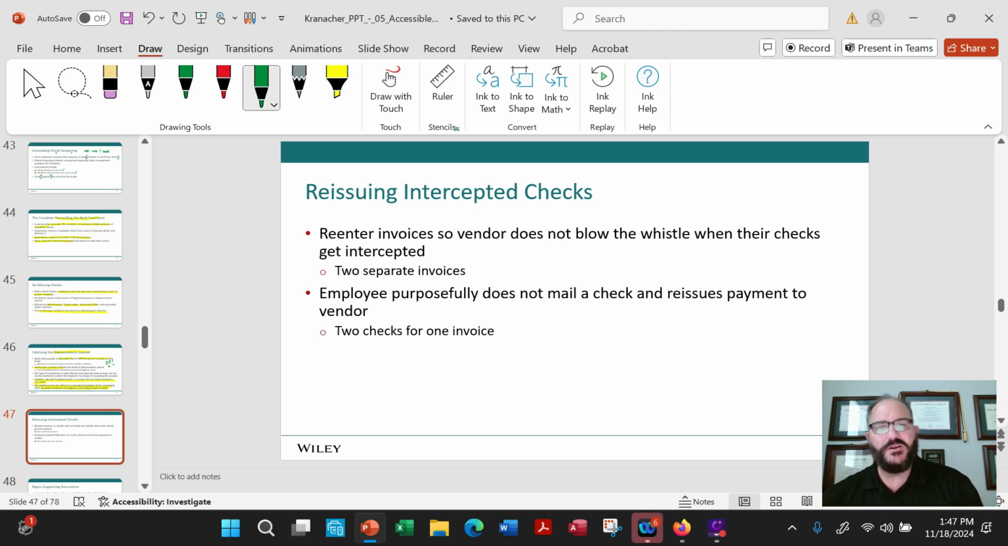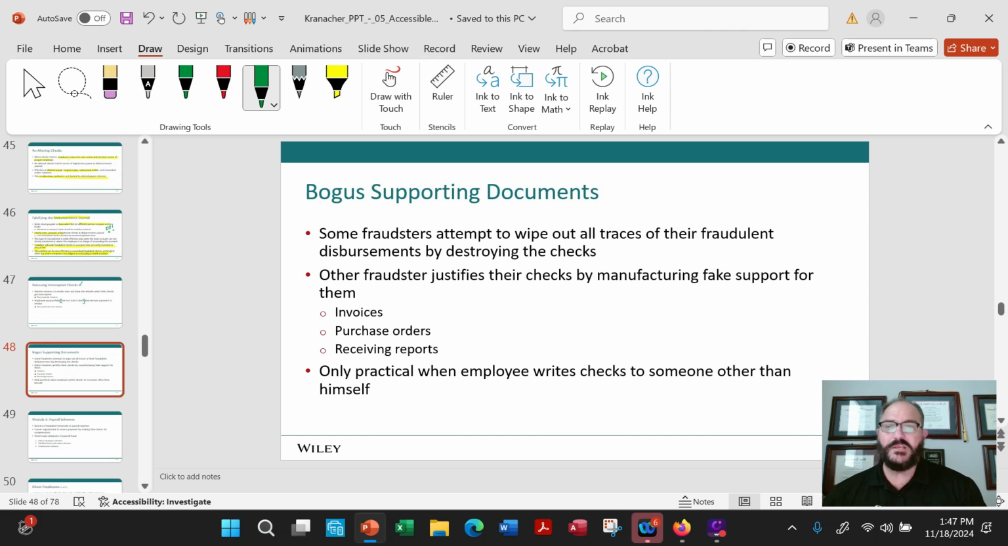Reissuing intercepted checks is another methodology. Notice the employee purposely does not mail a check and then reissues a payment. This way they have an extra check: two checks for one invoice, and then they alter the check. Other supporting documents: making fake supporting documents is what I have seen more often. Fake invoices, fake purchase orders, fake receiving reports. And then the employee writes the check to somebody else, and usually that's some sort of company, a company that the employee has created. That I have seen much more often.